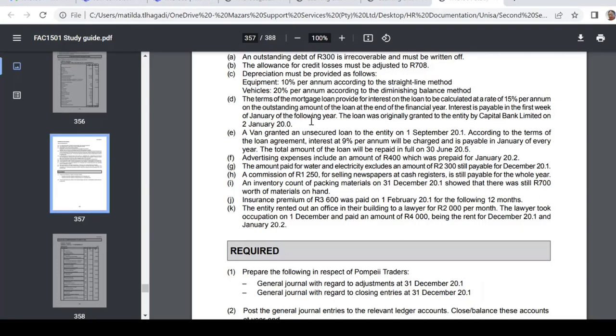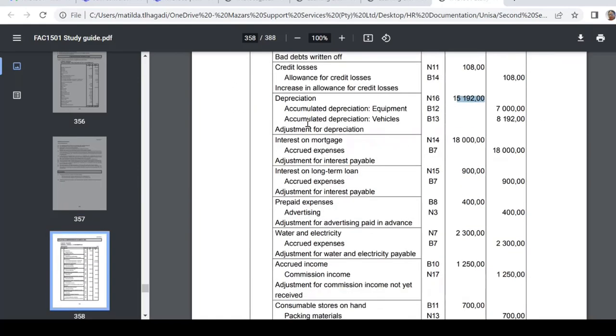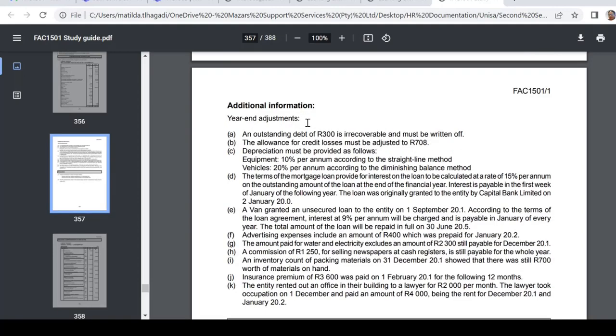Okay. Number D, the terms of the mortgage loan provide for interest on the loan to be calculated at a rate of 15% per annum on the outstanding amount of the loan at the end of the financial year. Interest is payable in the first week of January for the following year. The loan was originally granted to the entity by Capital Bank Limited on the 2nd of January. Now we need to calculate the interest.